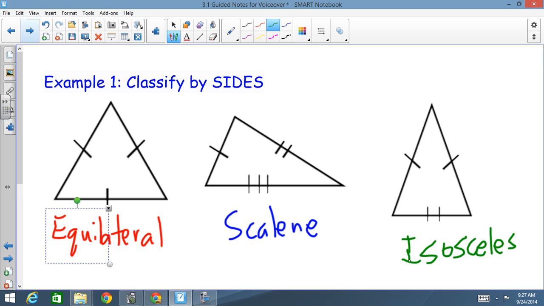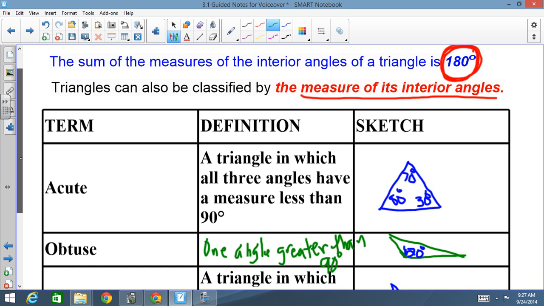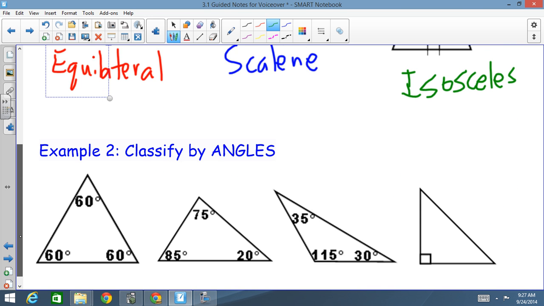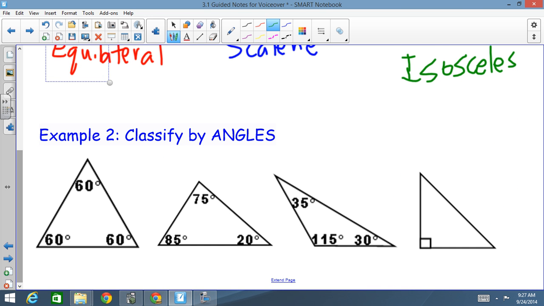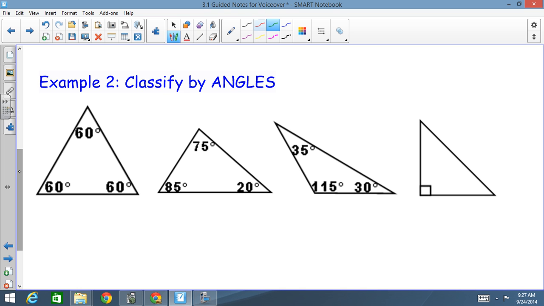Let's classify by angles. Maybe. Maybe not. Maybe it was back here and I just had to scroll down and I didn't scroll down. There it is. Let's classify by angles. All three angles are the same. Equiangular.